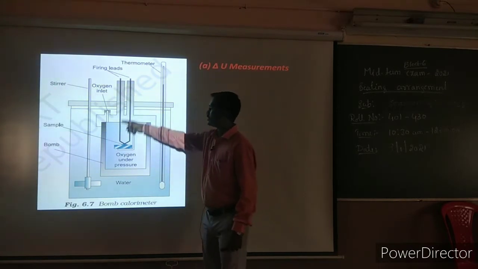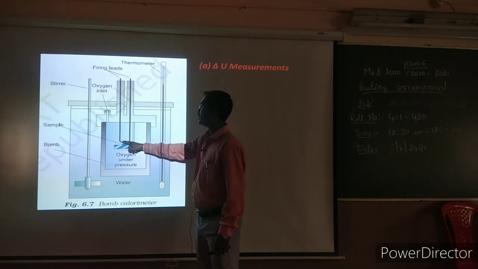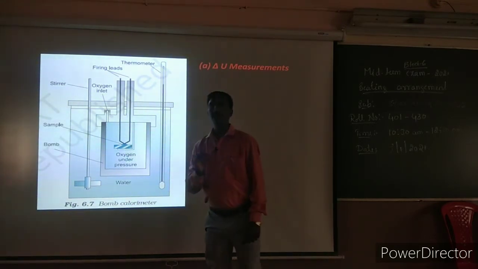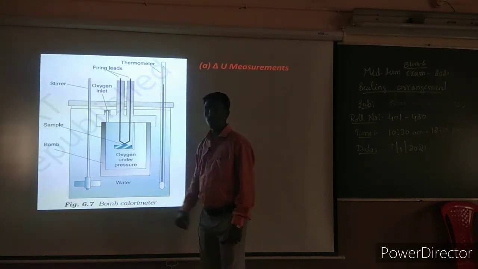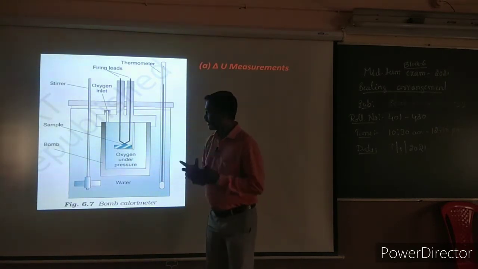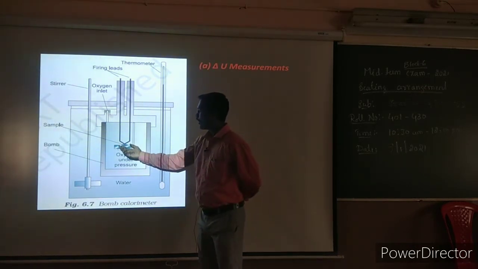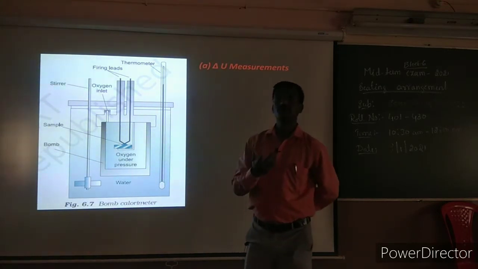By passing sufficient oxygen, and by firing the leads with the help of oxygen, we are firing the sample. Sample is nothing but any other compound that is going to burn in the presence of oxygen. If the burning occurs, meaning it is blasted, then the heat changes. The heat should not change with the other compound.